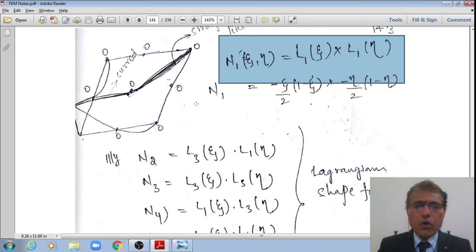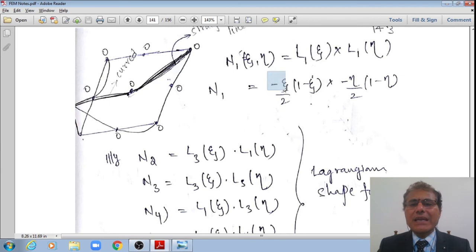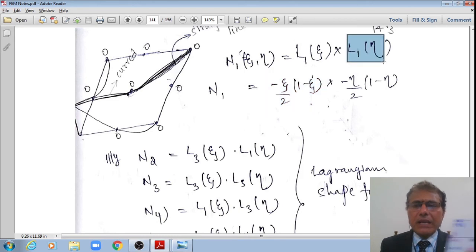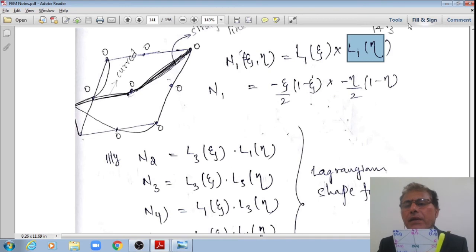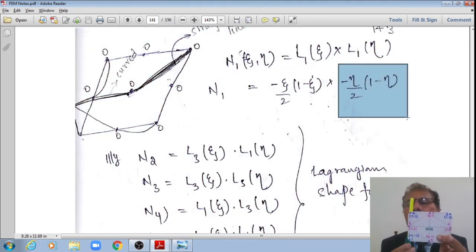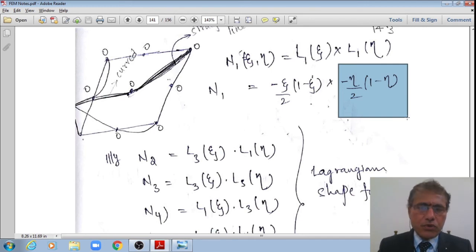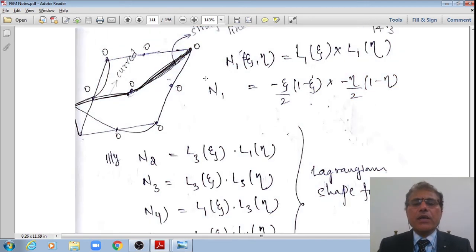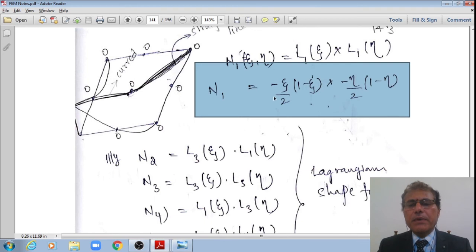But I already know what the L1 xi line is, given by minus xi by 2 multiplied by 1 minus xi, and also I know what the L1 eta line was, given by minus eta by 2 multiplied by 1 minus eta. If you substitute and do the multiplication, it will now give cubic polynomials, right?